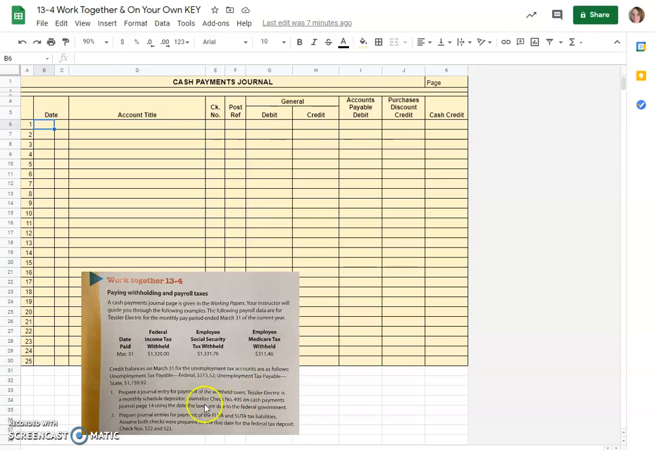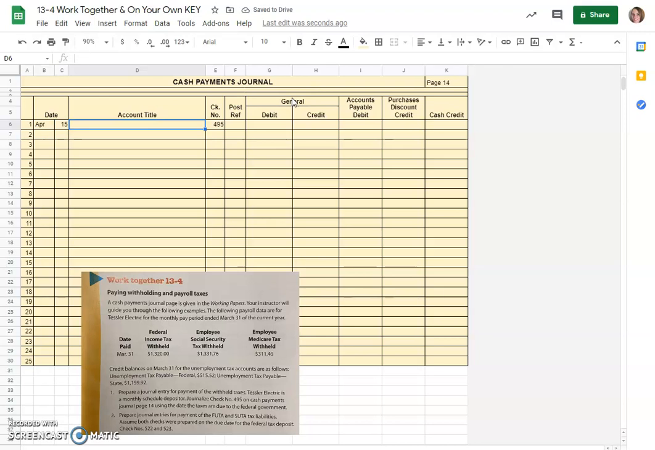So the first thing we'll do is prepare a journal entry for payment of the withheld taxes. Since they're a monthly scheduled depositor, we know that check number 495, so we'll go ahead and put that here on cash payments journal page 14. So type that in. And using the date that taxes are due to the federal government, here's what we know. Our month ended March 31st, so they'd be due the 15th of the next month, so April 15th.